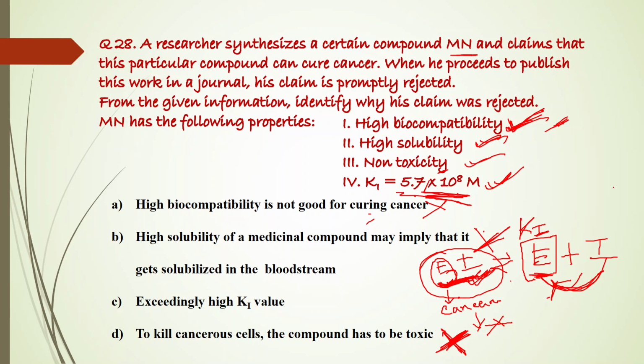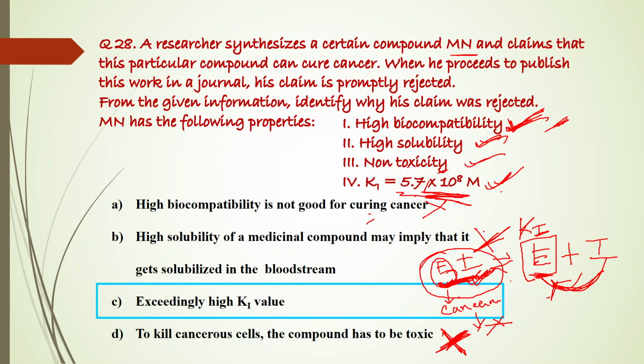This is why, by looking at the Ki value, although the biocompatibility, the solubility, the non-toxicity, everything was fine, it was unable to stop the enzymatic activity that was happening at the cancerous cells. That is why his claim was rejected from the journal. So our correct option is option C, exceedingly high Ki value. That is why they have rejected this Mn compound.